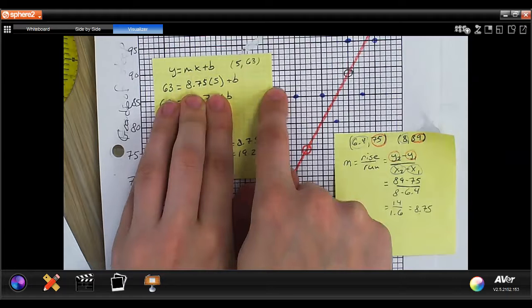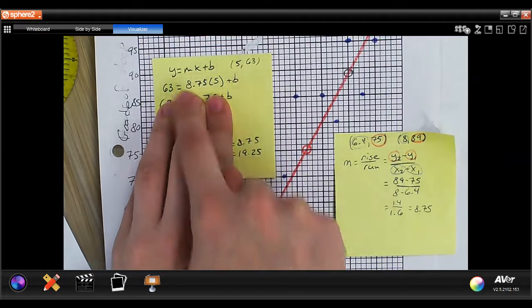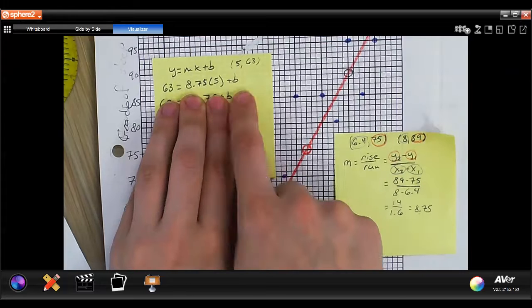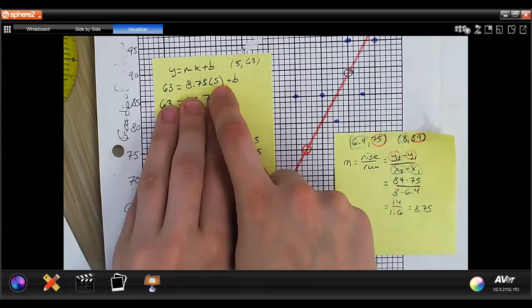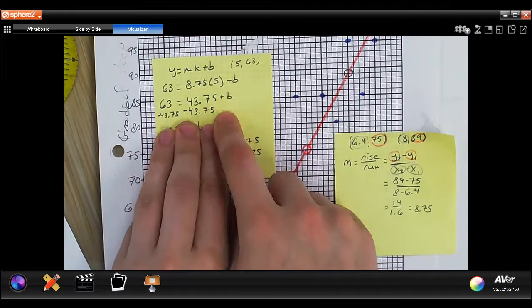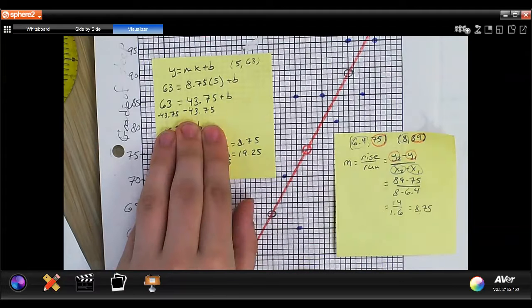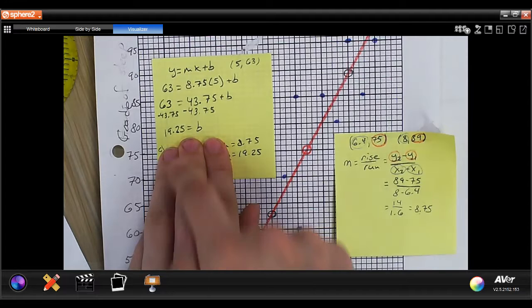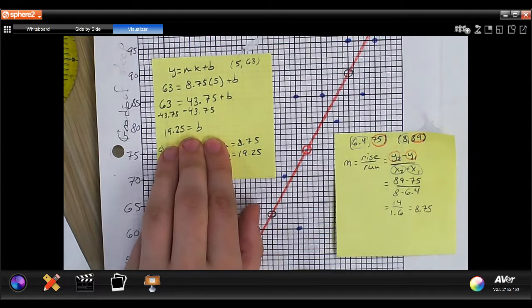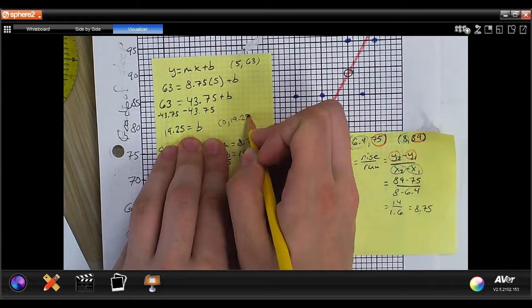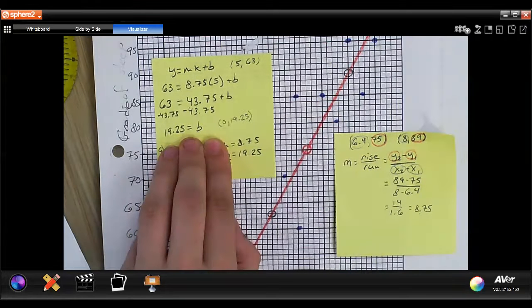So I plug in what I know. Well, 5 is for my x and 63 is for my y. And then there's my 8.75 for my slope. I plug those in. 8.75 times 5 is really 43.75. Well, when I solve for b, I subtract 43.75 on both sides, which leaves me with 19.25. That is my y-intercept. Well, what does that mean? That means my graph crosses the y-axis at the point (0, 19.25).